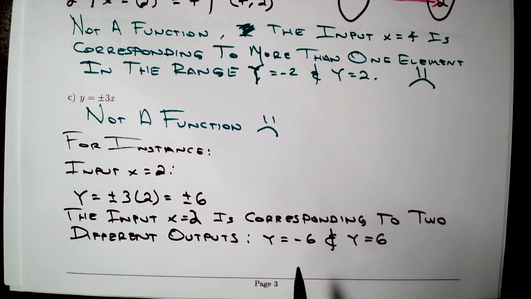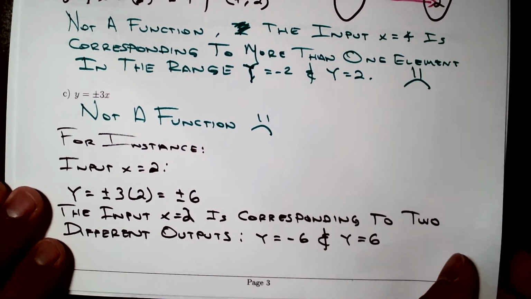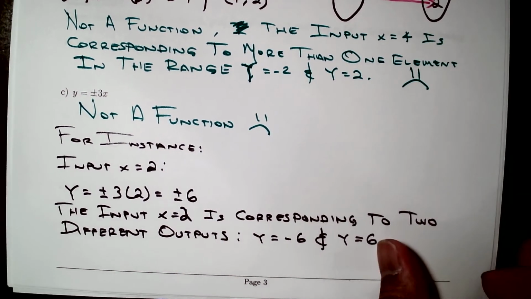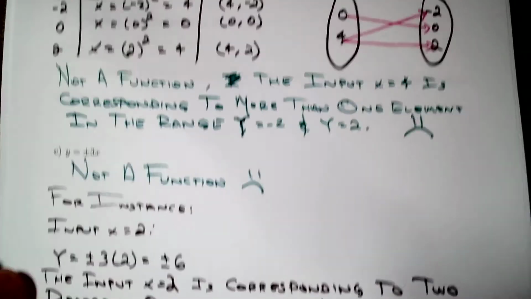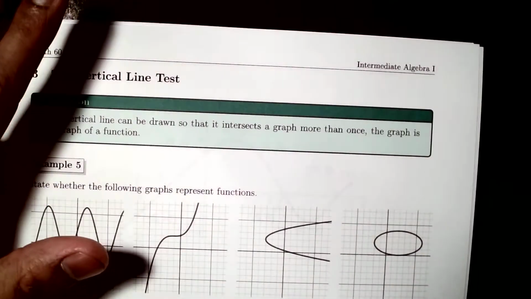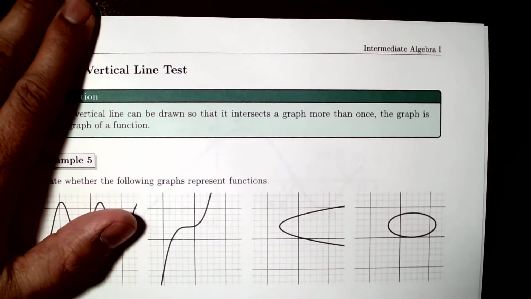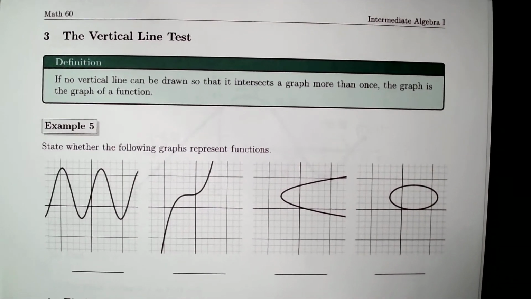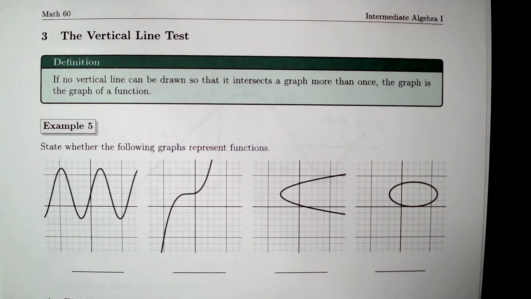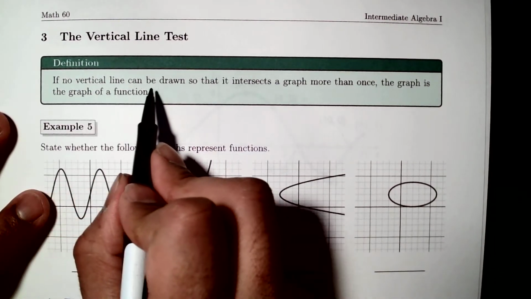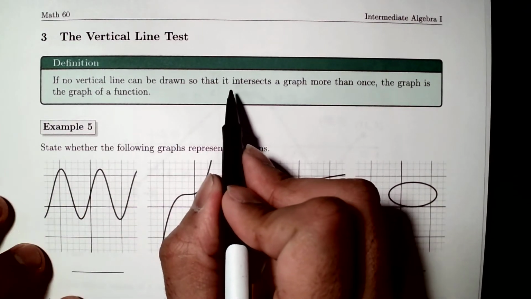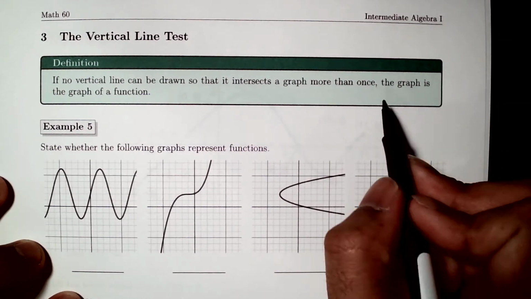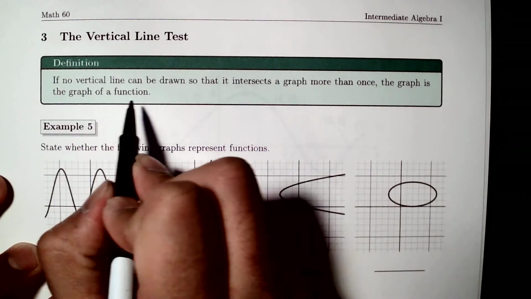All right. So now let's look at functions from a different point of view. So far we have looked at functions from the point of view of ordered pairs or sets of ordered pairs. Now we have looked at equations. So now let's analyze what happens when we have graphs. And this is going to lead us to looking at the vertical line test. And what is this? If no vertical line can be drawn so that it intersects the graph more than once, then the graph is the graph of a function.